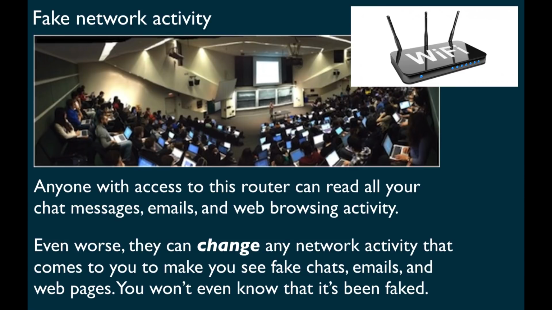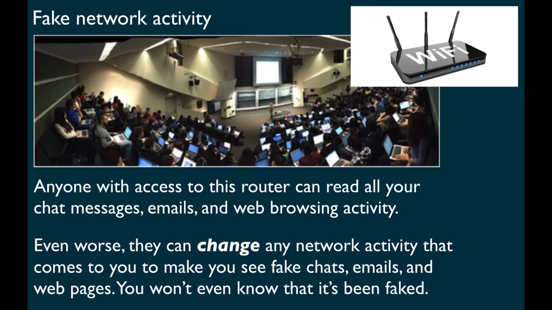So even worse than reading all your network activity, they can change any network activity, right? When you send a message to your friend somewhere, they can intercept it and change it, and then it looks like you sent some really bad message to your friend, and there's no way for them to know that it's been faked, right? So fake chats, fake emails, fake web pages, fake anything.